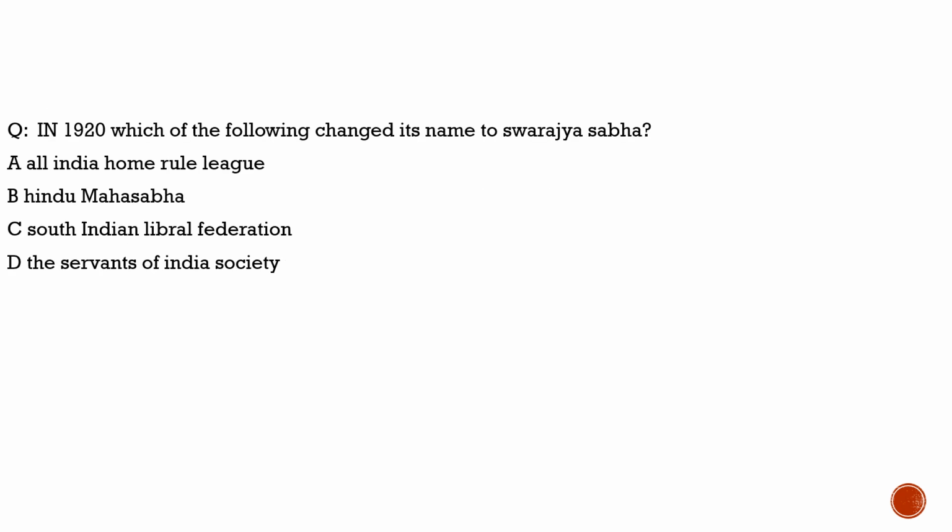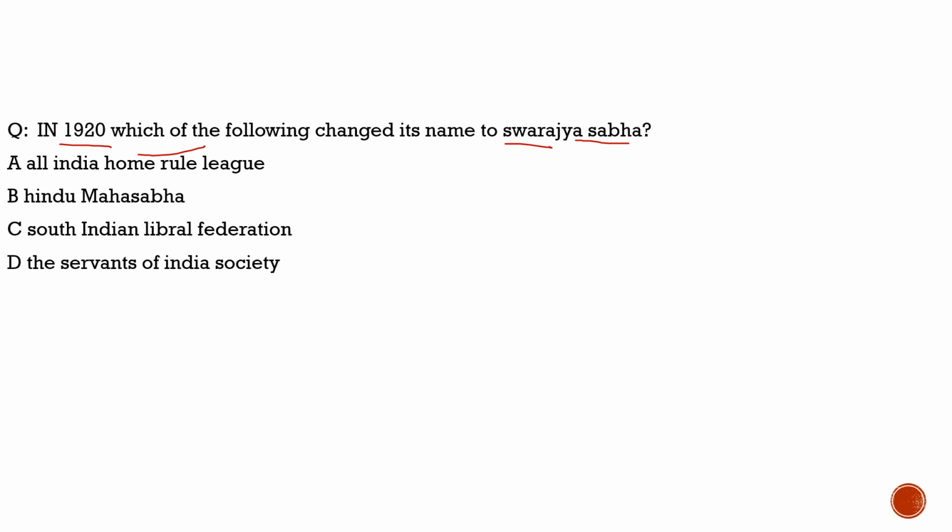Here the previous year question which we had brought today is: in 1920, which of the following changed its name to Swaraj Sabha? It was All India Home Rule League. When in 1920 Mahatma Gandhi became its president, because of him the name was changed to Swarajya Sabha. So the correct answer to this question is option A. So with this, I hope we had understood this question also.